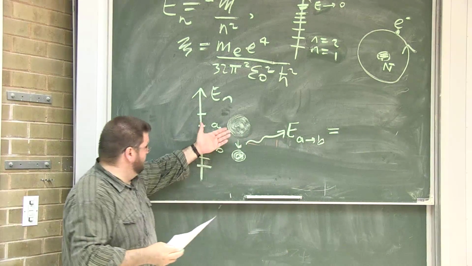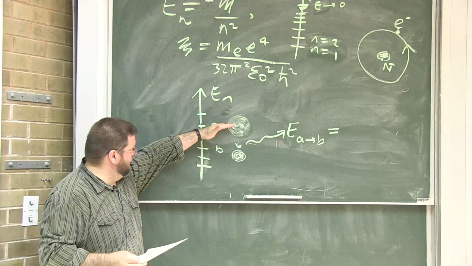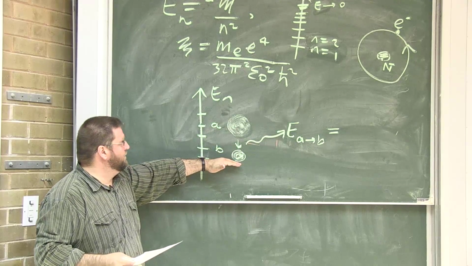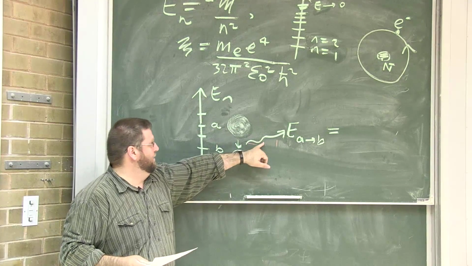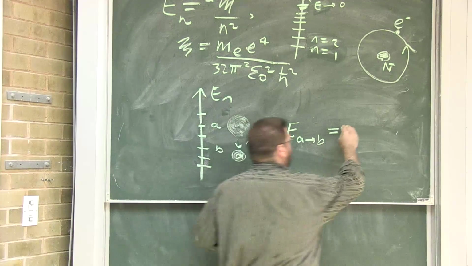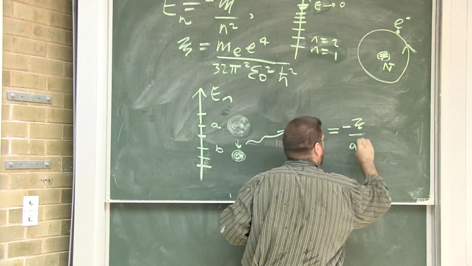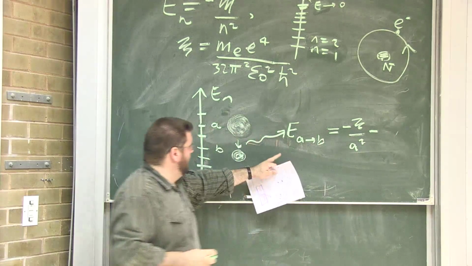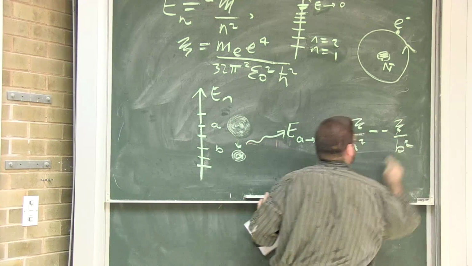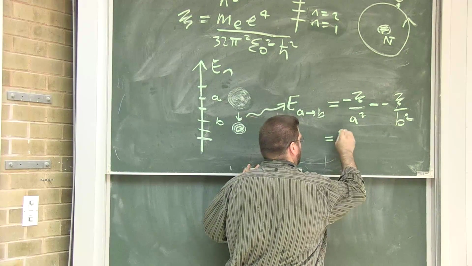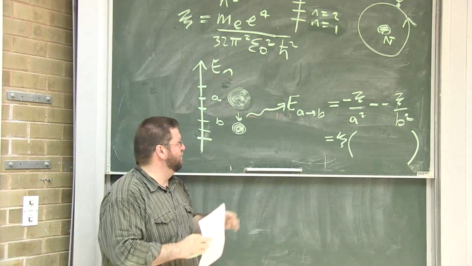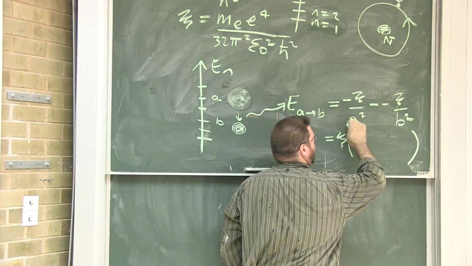It's just going to be the initial energy minus the final energy, because the initial energy of the electron minus the final energy of the electron is the energy given to the emitted photon. What is EA? It's minus squiggle on A squared. What is EB? It's minus squiggle on B squared. So let's make our lives easier and factor out a squiggle. We've got 1 on B squared minus 1 on A squared.